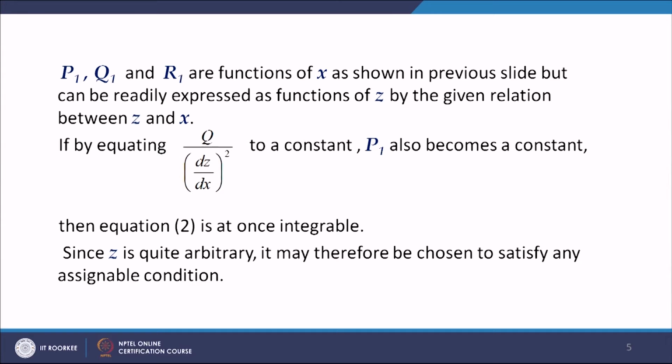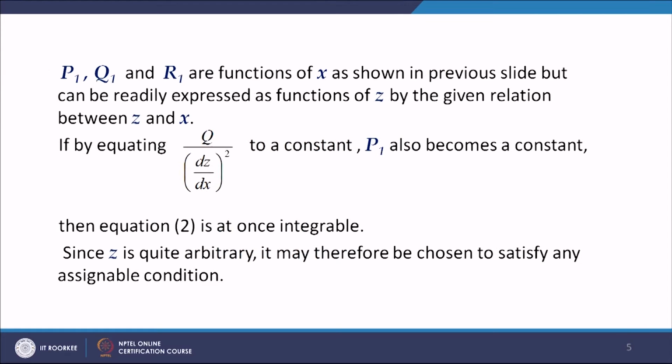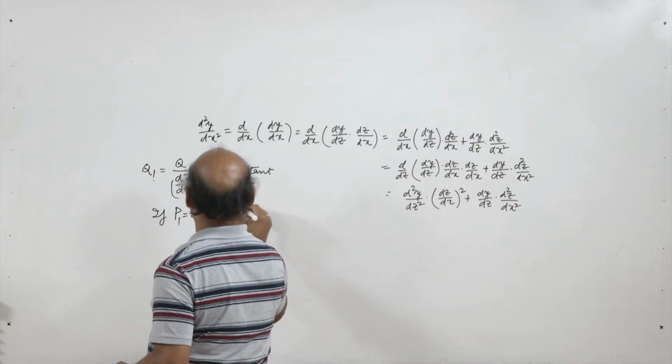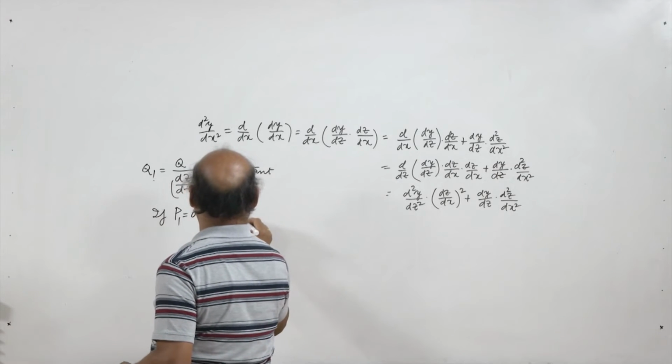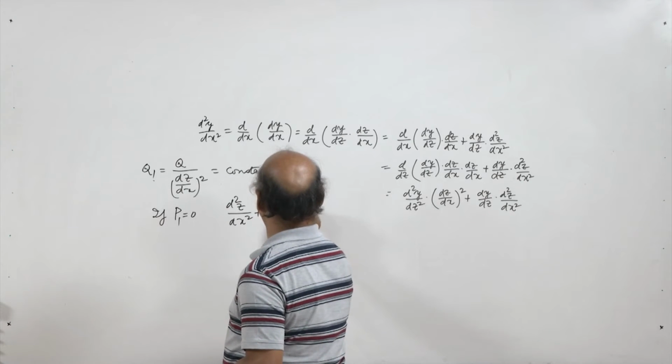Let us look at other possibilities. In the other possibility, we choose z in such a way that the coefficient of dy/dz in equation 2 vanishes. So the coefficient of dy/dz in equation 2 is p1. So let us put p1 equal to 0. So if p1 equal to 0, we get d²z/dx² plus p dz/dx equal to 0.